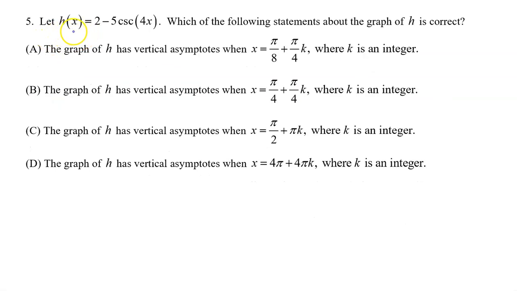Number 5. Let h of x equal 2 minus 5 cosecant of 4x. Which of the following statements about the graph of h is correct? All of the answer choices mention an equation which gives the infinitely many vertical asymptotes of h of x.